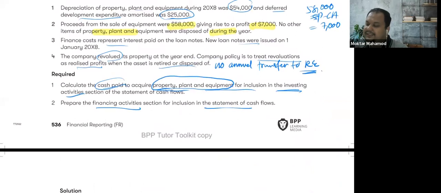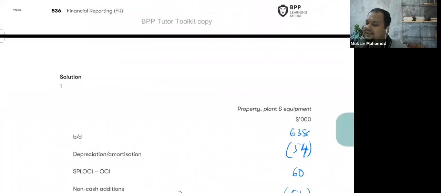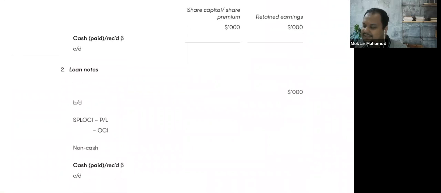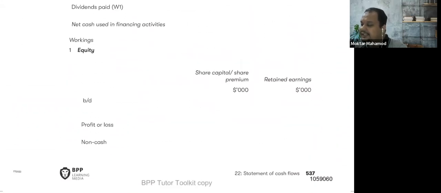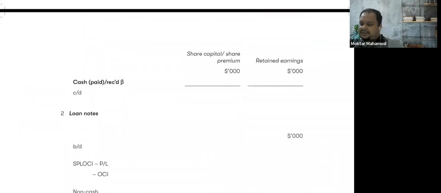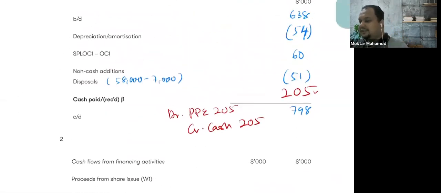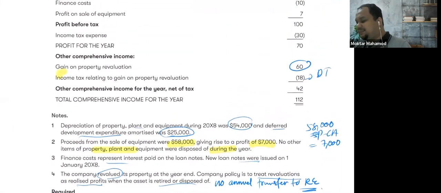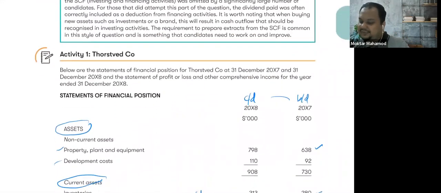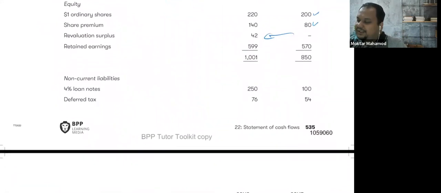So done on the first question. And second question, prepare financing activity section for inclusion in the statement of cash flow. So we need to resolve this working. Share capital, share premium, retained earnings, and loan notes. Dia susah sikit lah sebab kalau kita prepare semua, simple je kita terus buat working untuk semua kan. But this one, the second one relate dengan equity and liabilities je. You got nothing to do with the first one.